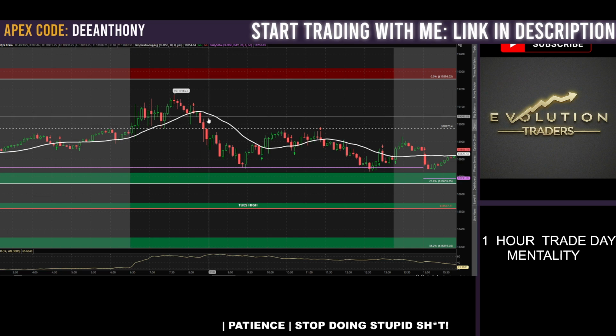This 20 SMA is going to hug the price action. It's going to bend and weave and curve. Your daily moving averages are going to pitter patter around a little bit, but essentially it's going to be a flat line, and it's going to be a hard level that you can play off of.